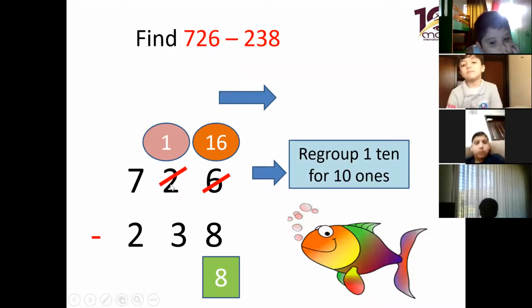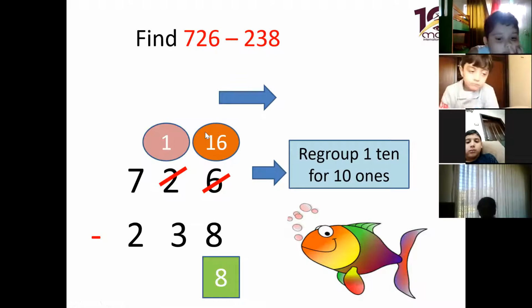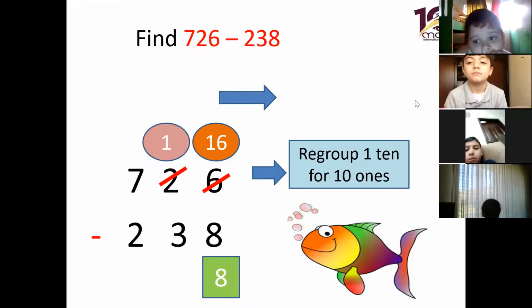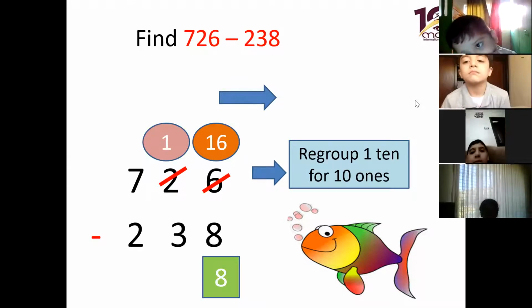Now, don't forget that we took 1 ten from the tens place. So the 2 turned to 1. Now we move to subtracting what? Hundreds or tens? What do we need to subtract now? Who wants to tell me? Somebody who has not answered yet. Hands up. Now what place do we need to subtract?